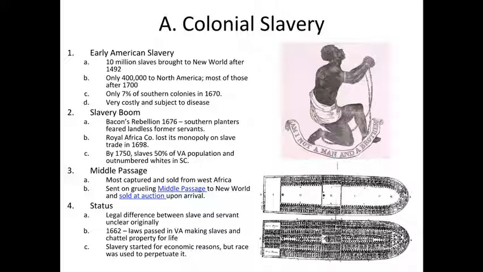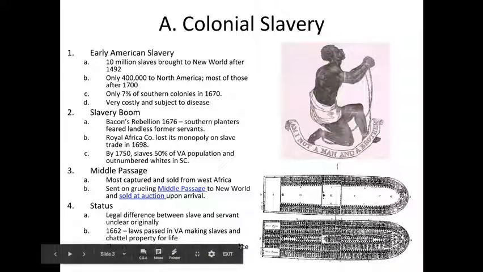In terms of status, there was a legal difference between slave and servant. It was unclear originally, but in 1662 a law was passed in Virginia making slaves chattel property for life. So once you were a slave after 1662, you were a slave for the rest of your life, and there was a difference between a servant versus a slave.